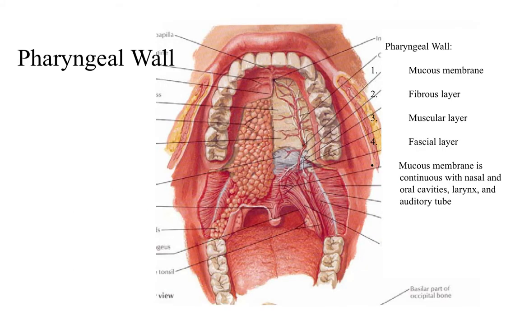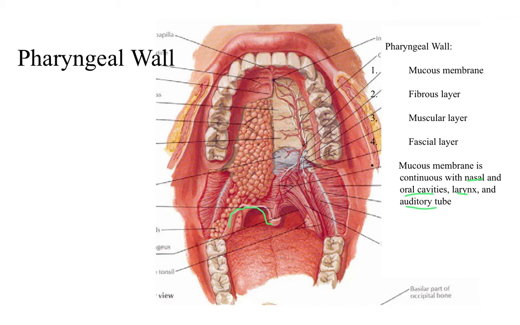All right, the pharyngeal wall consists of several layers going from most superficial to deep. We have the mucous membranes, which we are familiar with, and that's going to line the entire external portion of the pharynx, and that's going to be continuous with the nasal and oral cavities, larynx, as well as the auditory tube. So all of that mucous membrane is continuous.